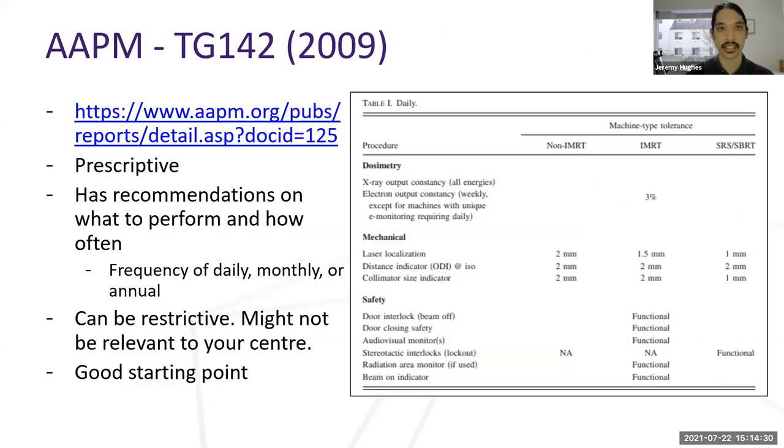So very quickly, TG142 looks very similar to this. It's prescriptive. It tells you how often you should perform the test, daily, monthly, or annual. And it tells you your tolerance values based on what your machine can do. So if your machine is performing more precise techniques, your tolerance values are going to be tighter, which means that your machine has to be closer to those baseline values.